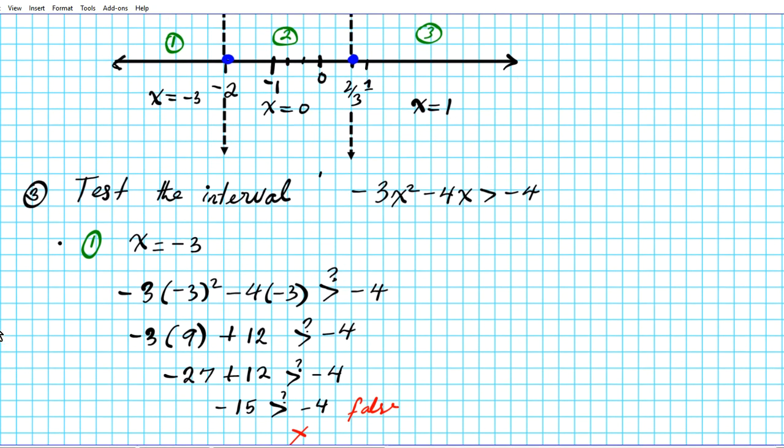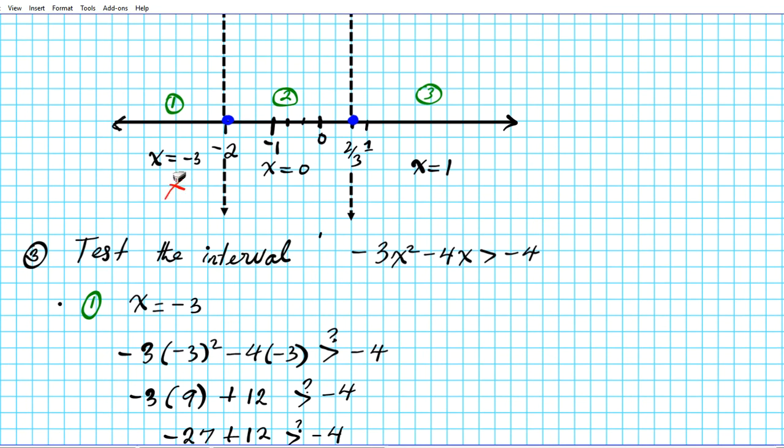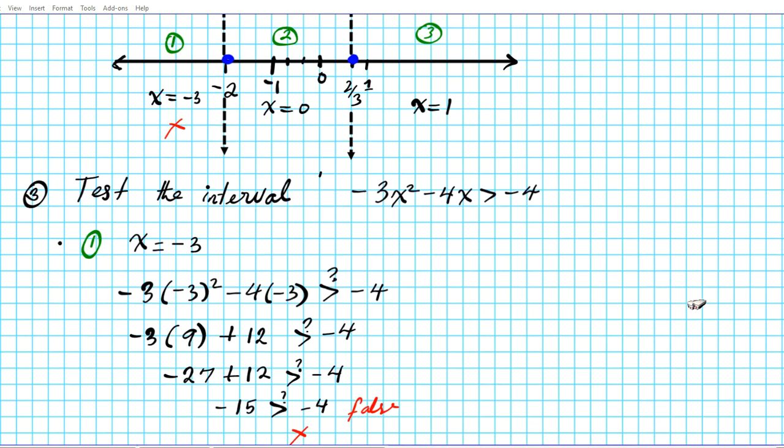So what does this tell us? It tells us that interval number 1 is no good. The numbers in this interval do not satisfy the original inequality. Okay, let's advance to our next test interval, which is interval number 2. What number did we select to test for interval 2? We selected the value x equals 0. Does it satisfy this inequality right here? Let's see. We have -3 times 0 squared minus 4 times 0. Is it greater than -4?